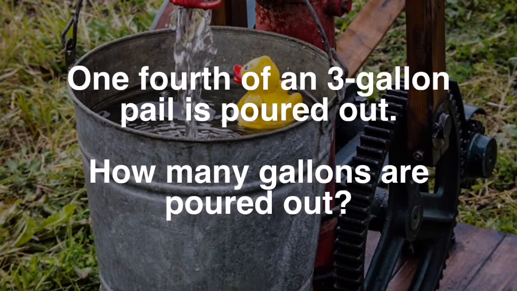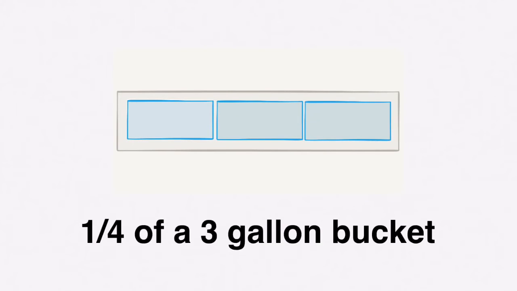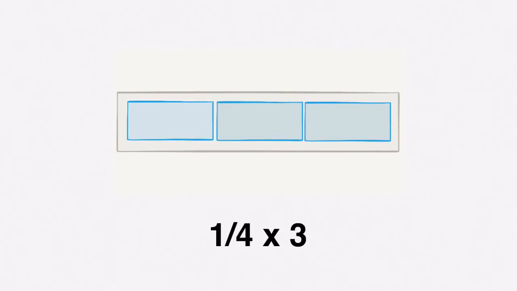Now we have a 3 gallon bucket. We are still pouring out 1/4. What will this look like? Here's my 3 gallon bucket. I need to pour out 1/4 of it. The tape diagram is going to be a little bit more tricky. So instead, I'm going to work with my sentence and I'm going to rewrite it from 1/4 of 3 gallon bucket to 1/4 times 3.